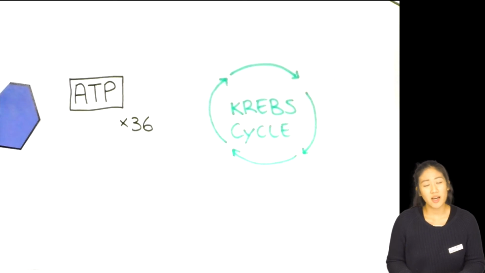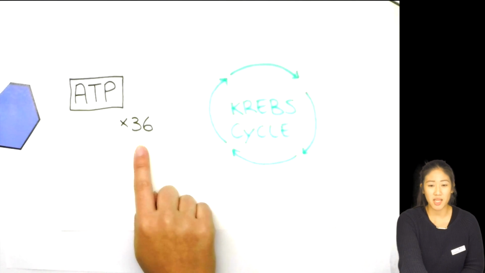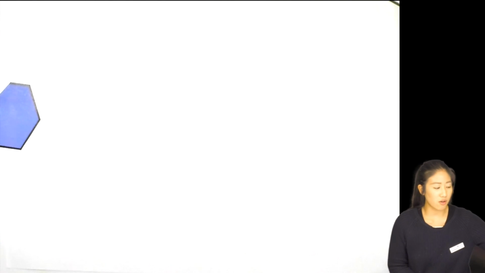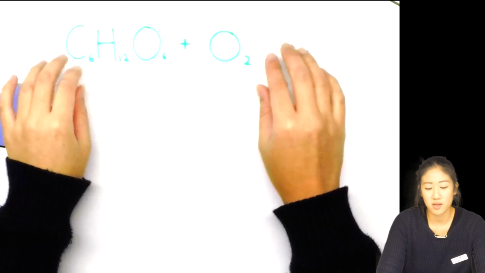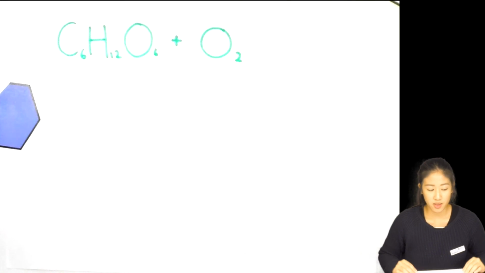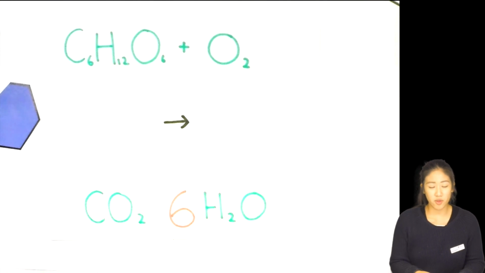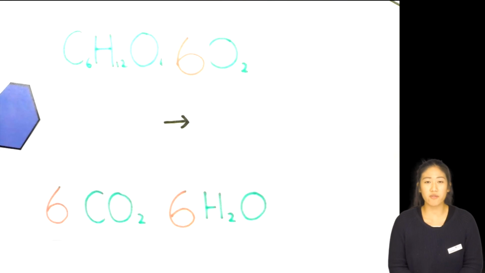When carbohydrates in the form of glucose go into the Krebs cycle, it produces 36 ATP that can then be distributed to the surroundings. This process is called respiration. The equation for respiration is the opposite of photosynthesis. Instead of having carbon dioxide and water, we have glucose and oxygen becoming carbon dioxide and water. And as we know before, we need to balance this, where we have 6 in front of the water, 6 in front of the carbon dioxide, and 6 in front of the oxygen.